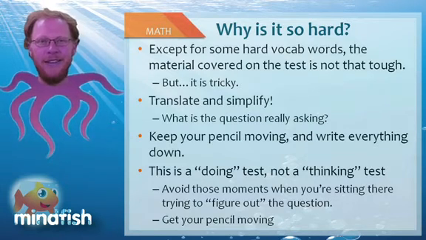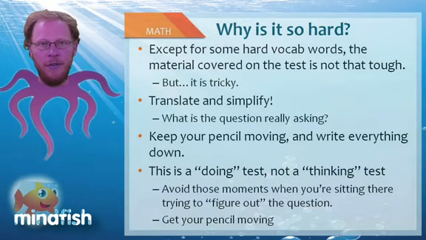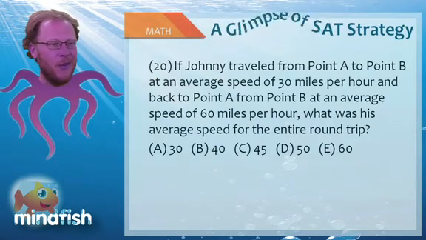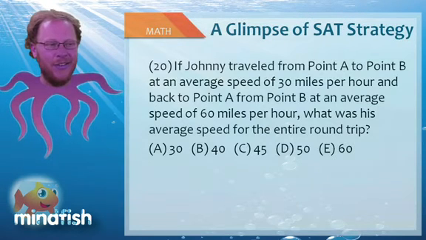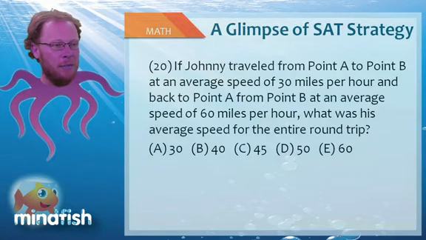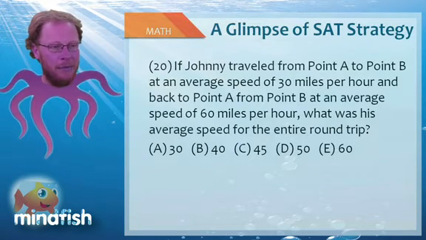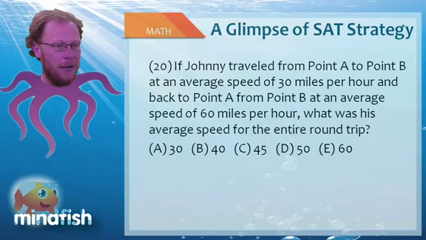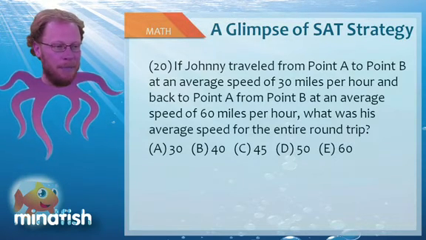Finally, here's one example of a math question that embodies a number of the things I mentioned earlier in this video. Let's have a look. This is kind of the classic SAT style math question. Number 20. If Johnny traveled from point A to point B at an average speed of 30 miles per hour and back to point A from point B at an average speed of 60 miles per hour, what was his average speed for the entire round trip?